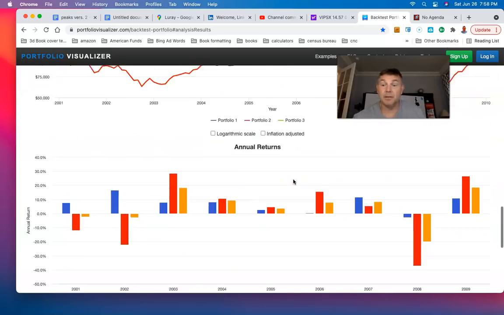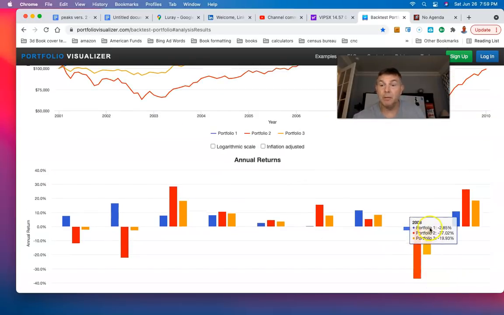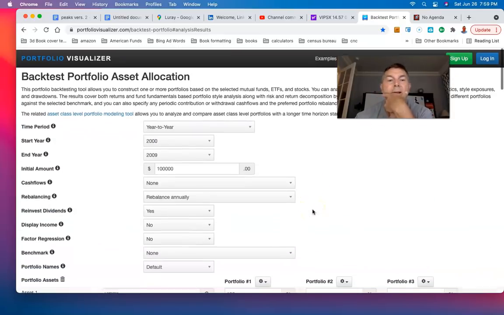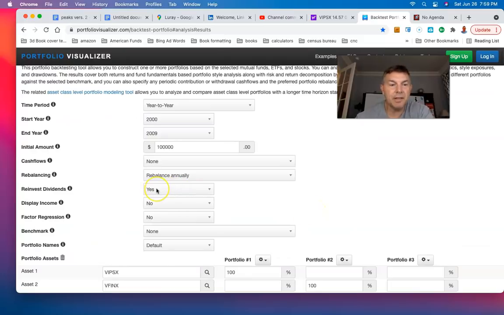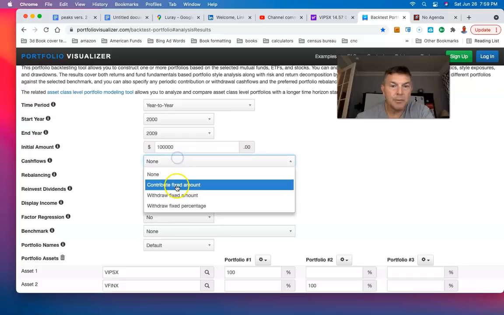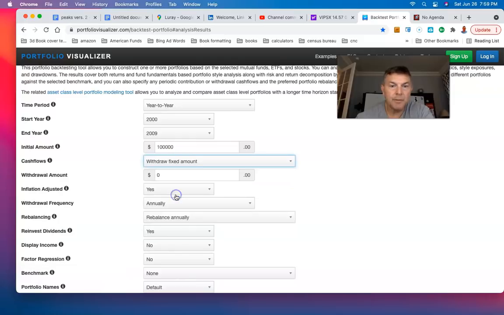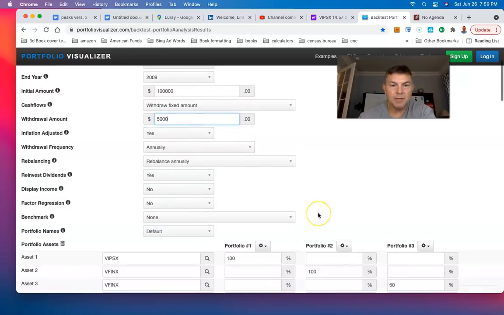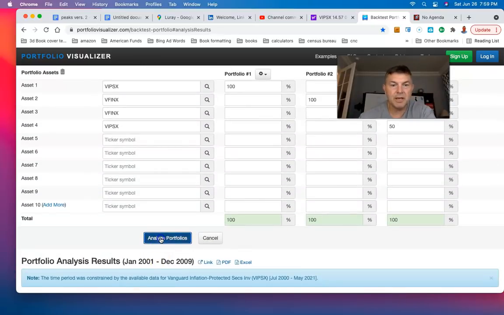Yes, I mean, in my opinion, it's definitely not a bad way to go. And we got smoked. We got down 20% in 2008. That's interesting. Now let's take 5,000 a year out, shall we? We're going to do cash flows. Withdraw fixed amount. We're going to take 5,000 a year out, and we'll adjust it for inflation and see what we're shaking out as.